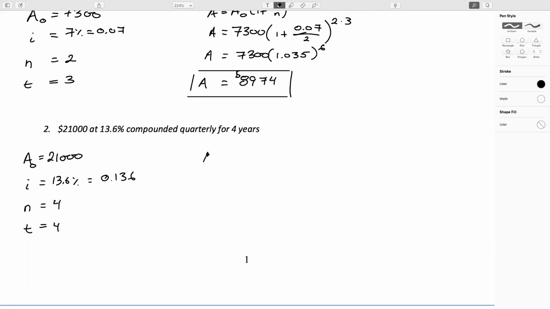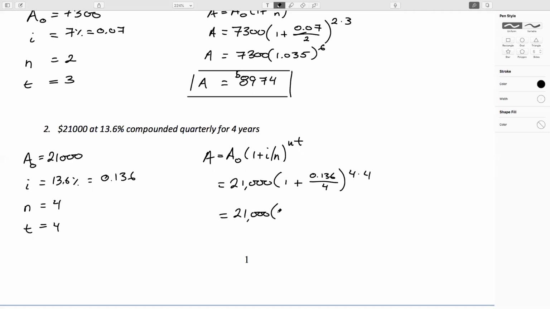So we plug it into our formula. A equals A naught times 1 plus I over n to the nt equals 21,000 times 1 plus 0.136 over 4 to the power 4 times 4. Which is 21,000 times 1.034 to the power 16. When it's all said and done, you will have a future value or a principal of $35,855.